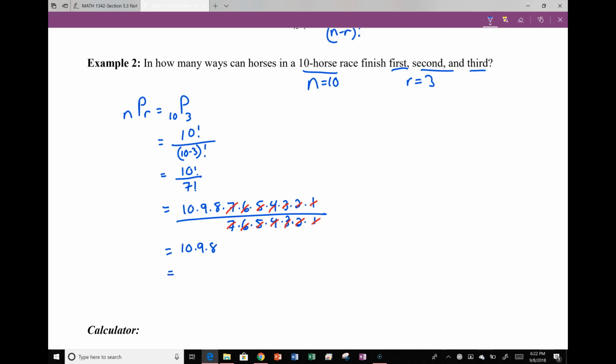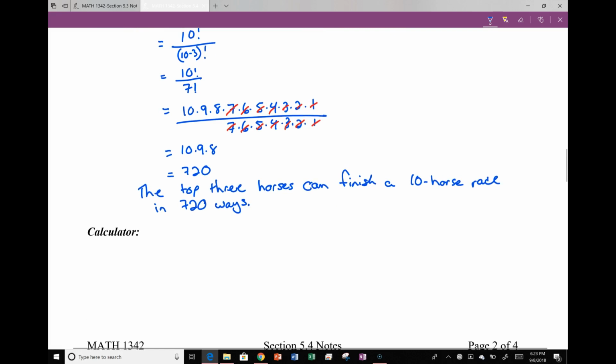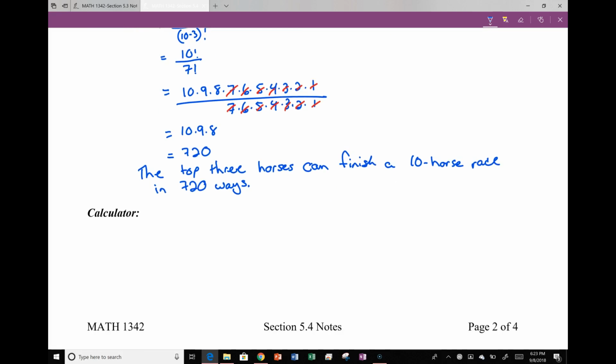So 10 times 9 is 90, times 8 is 720. The top 3 horses can finish a 10-horse race in 720 different ways. There are ways to do this in your calculator. There's a separate video inside the Canvas if you want to look at how to use the calculator for this.